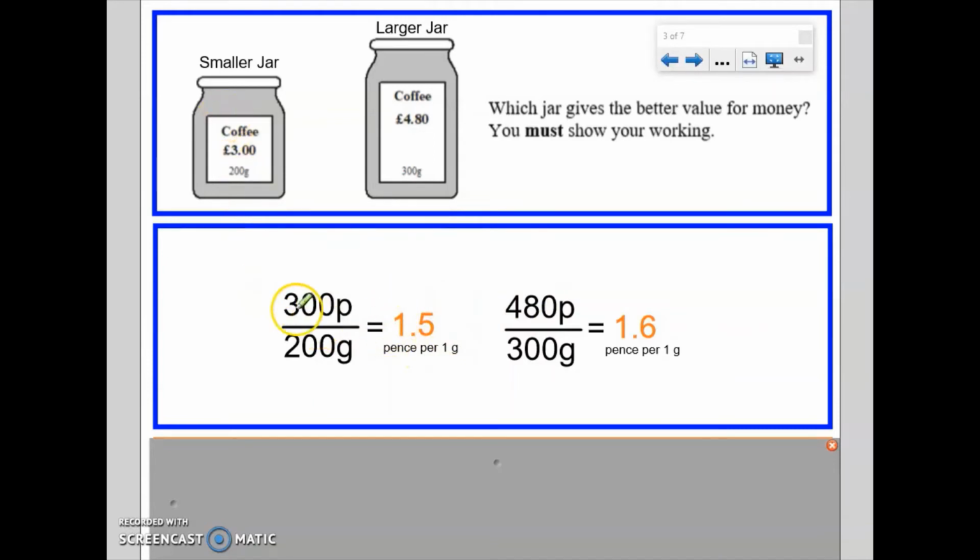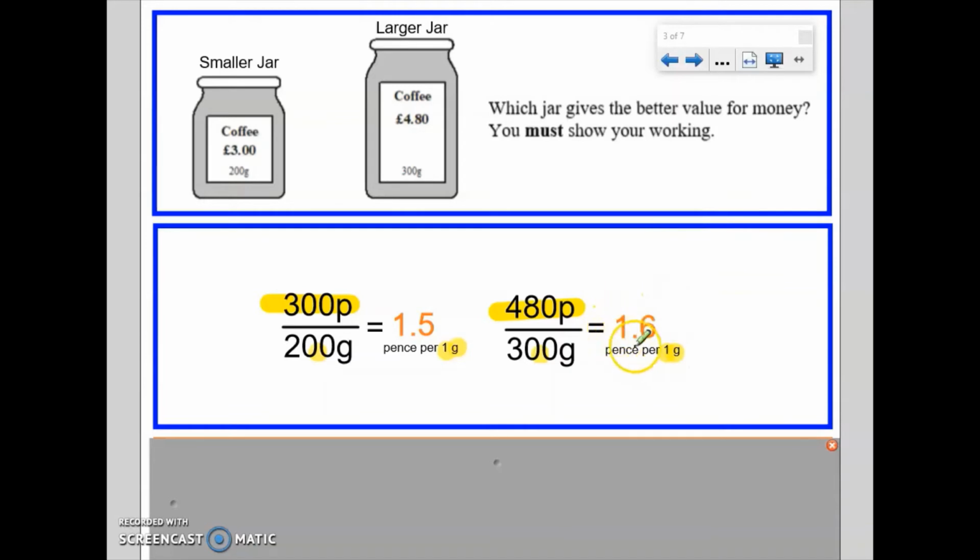So what I've done here is I've done my price, 300 pence, divided by my quantity, 200 grams. So this is telling me that my price per 1 gram is 1.5 pence. 1.5 pence is the price of 1 gram for the smaller jar. If I do the same with the larger jar, I take its price, 480 pence, divide by its quantity, 300 grams. So this time I find that the price per 1 gram is 1.6 pence.